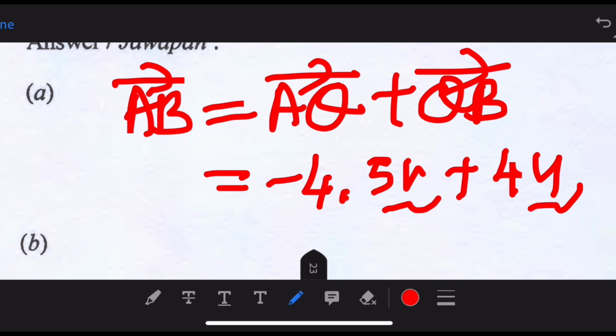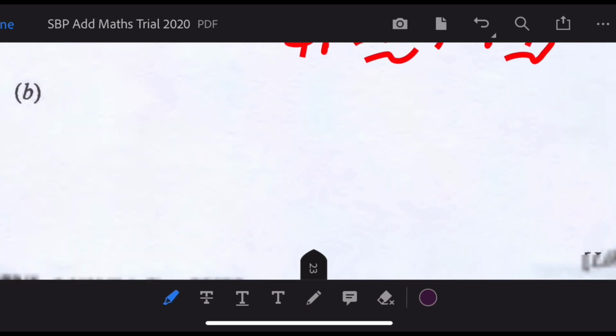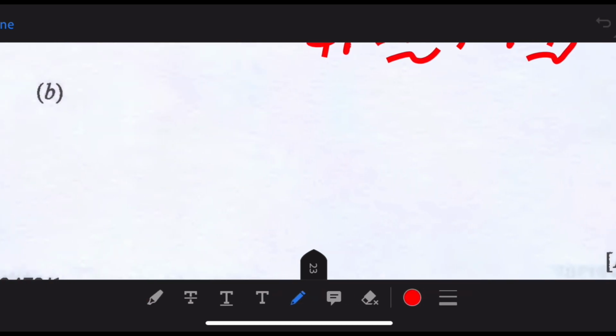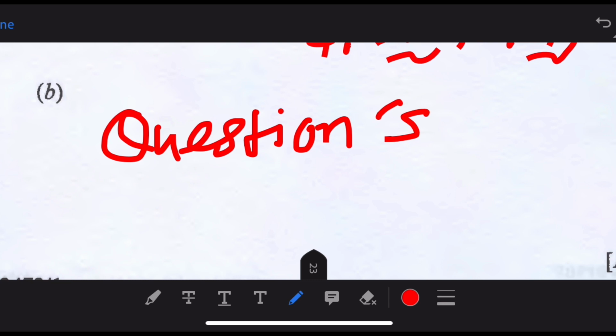Okay, so this is the part AB. And then for the next part of the vector question, I don't think I want to discuss here because it seems like there is some misinformation there. But it's okay, if you realize that there is a mistake, you can change it.